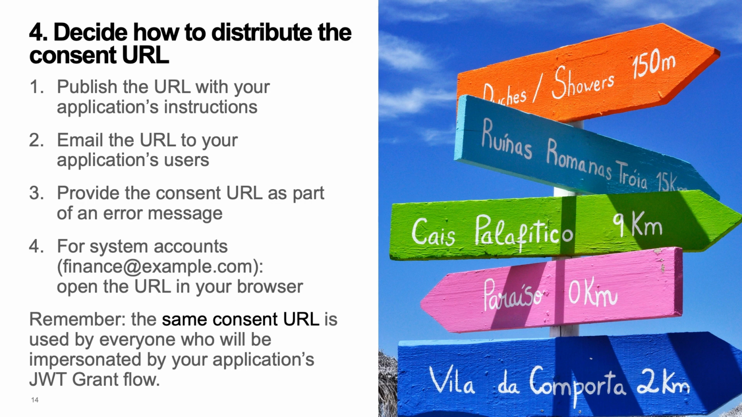Your application can email the URL to your application's users. Depending on your application, you can provide the consent URL as part of an error message. If your application uses a system account such as finance@example.com, you just need to open the consent URL in your browser. Note that you'll need the authentication credentials for the system account. In most cases, you will also need access to the system account's email inbox. For example, if you use a system account named finance@example.com, then you will need to see any authentication-related emails that are sent to that email address while you're logging into the user account.